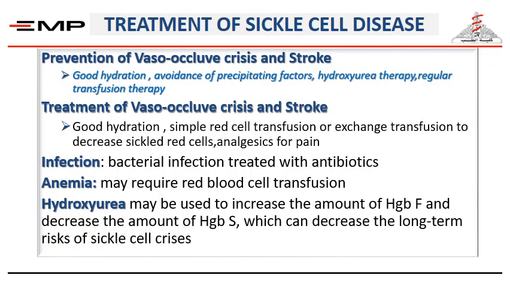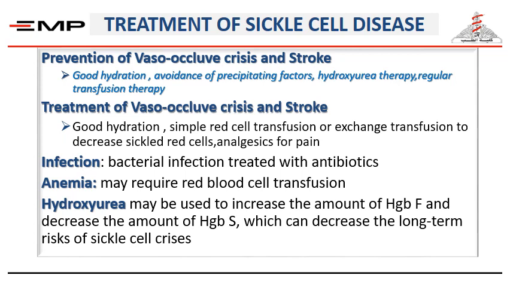Sickle cell disease treatment is mostly prevention of vaso-occlusive crisis and stroke by good hydration, avoidance of precipitating factors, hydroxyurea therapy, and regular transfusion therapy. Whenever you get a vaso-occlusive crisis and stroke: good hydration, simple red cell transfusion. You may do exchange transfusion to decrease the hemoglobin S, and analgesics for pain. Treatment of infection, and most important, is vaccination to prevent infection. Anemia may require frequent blood transfusion.